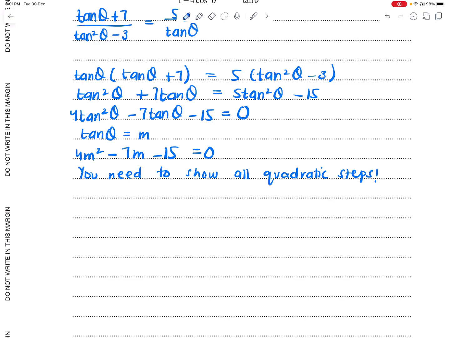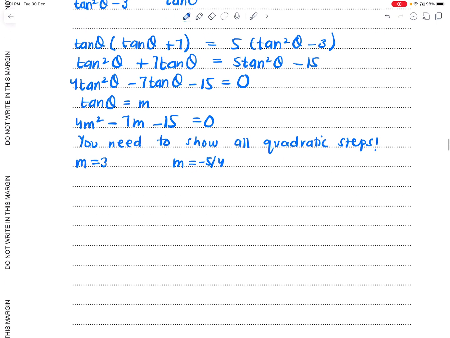So if I do it using my calculator, that's gonna be m is equal to 3 and m is equal to negative 5 by 4. I'm gonna put tan theta equal to both of these numbers.